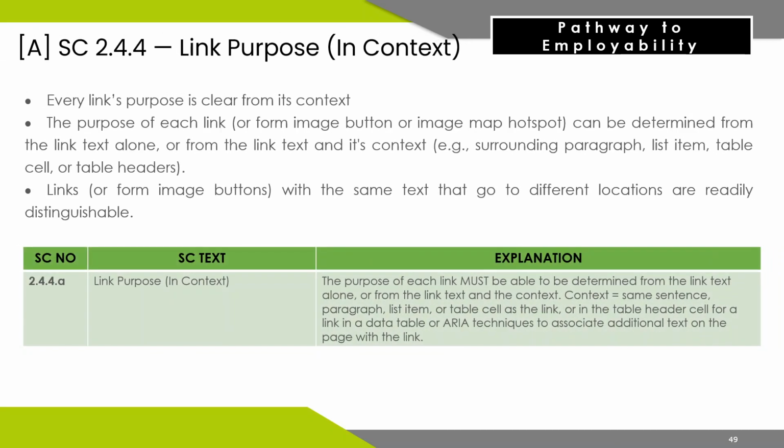The requirements for success criterion 2.4.4 Link purpose, in context, are 2.4.4.a Link purpose, in context. The purpose of each link must be able to be determined from the link text alone, or from the link text and the context. Context equals same sentence, paragraph, list item, or table cell as the link, or in the table header cell for a link in a data table, or ARIA techniques to associate additional text on the page with the link.